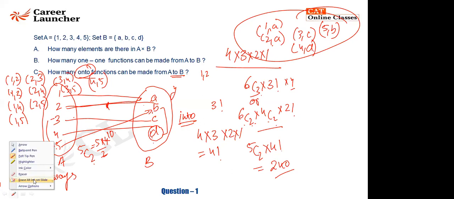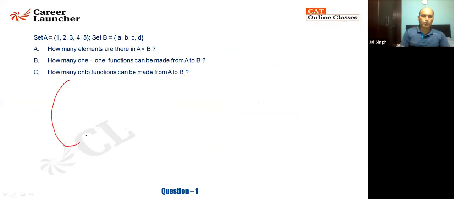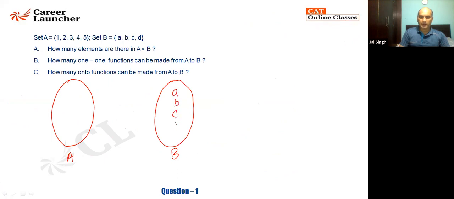Yanika, this is for you. Yanika, there are 2 sets. These are kids A. These are men B. They are named as a, b, c, d. These are men. And these are kids. 1, 2, 3, 4, 5. Now 5 kids are there and 4 men are there. And I'm saying this is onto function, mean all of them are father.